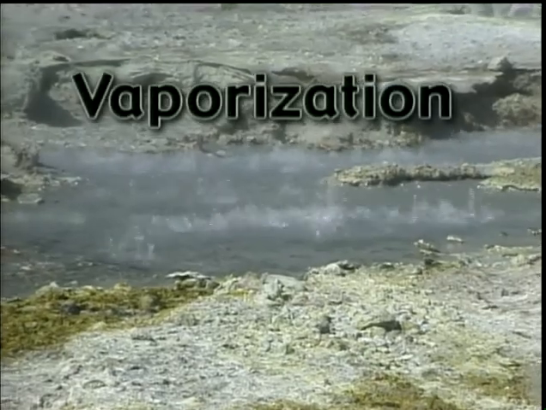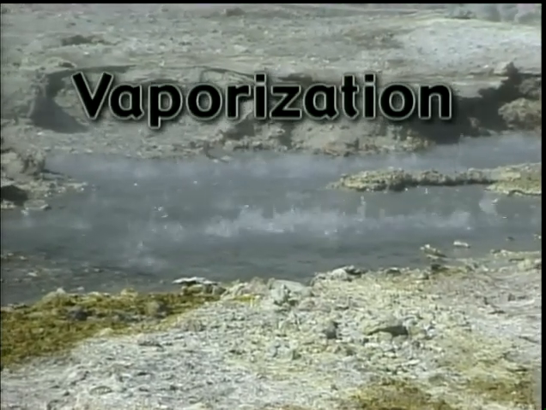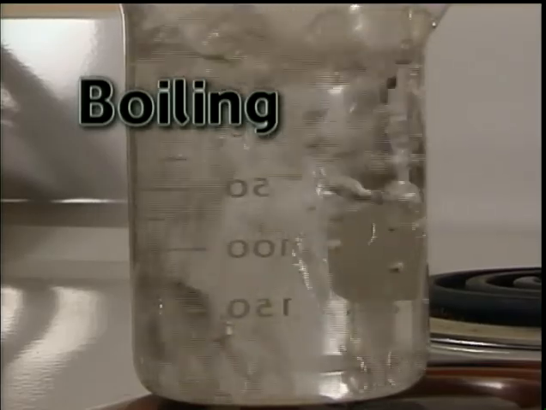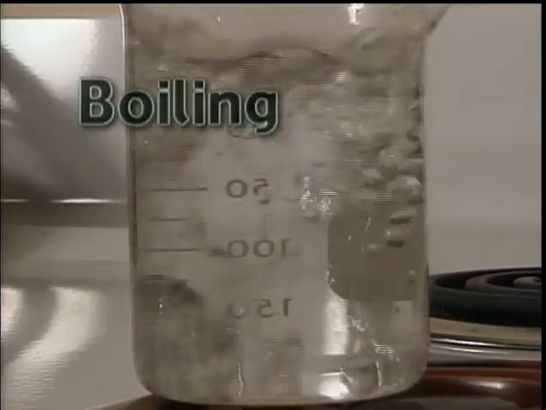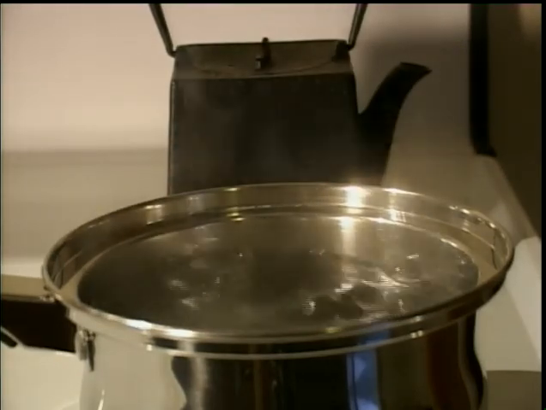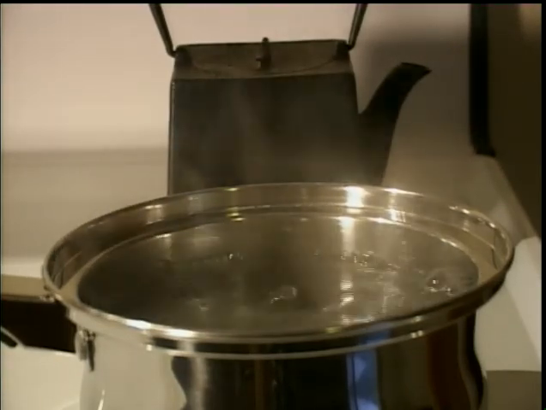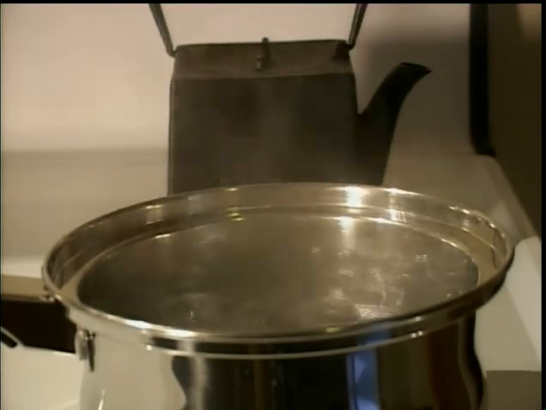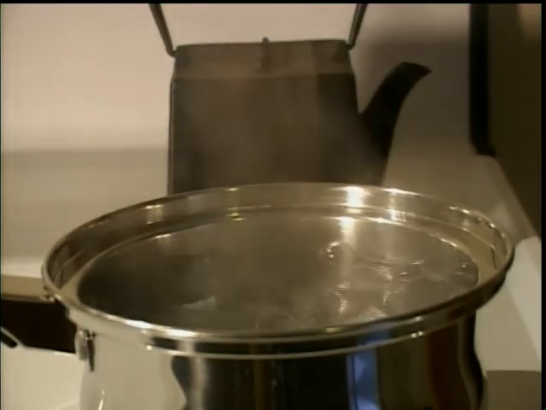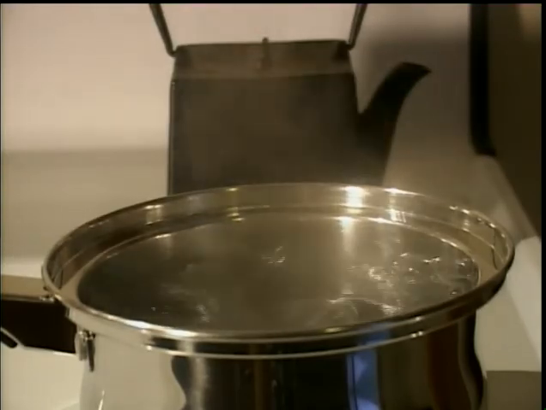Vaporization is the process of a substance changing from a liquid to a gas. Vaporization occurs when a liquid is boiled. In the process of boiling, particles in a liquid actually change to a gas. You've probably seen water boil. Water boils at 100 degrees Celsius or 212 degrees Fahrenheit, at which point liquid water changes to water vapor.